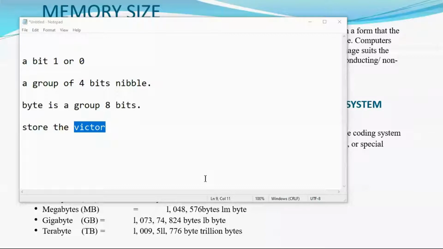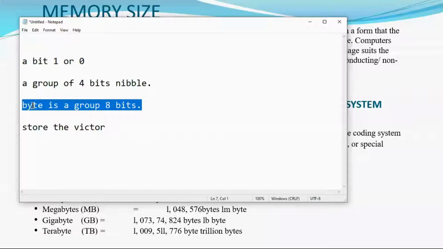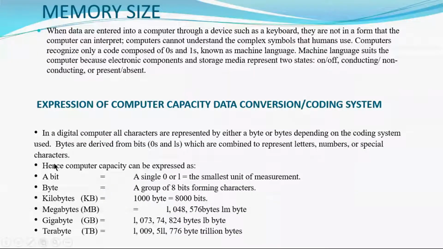Sir, what's a byte? A byte is a group of 8 bits. I've just written it. A bit. What's a bit? A bit is either 1 or 0. It is the smallest, the basic unit we can use to measure computer memory. It's actually here on this other screen I just shared. A bit is the smallest unit of measurement. Okay? Is it clear? All right, it's clear, sir.